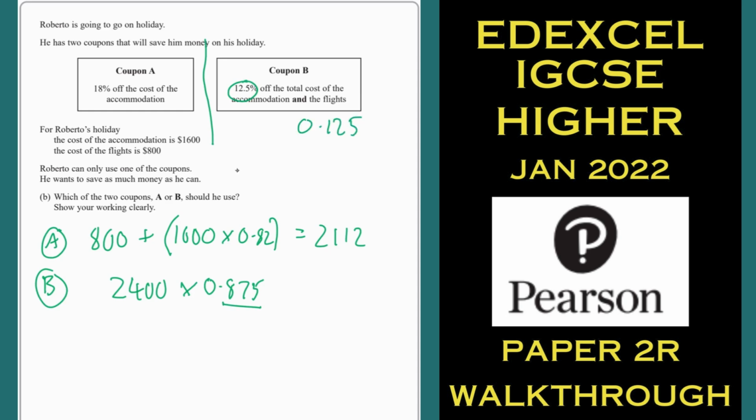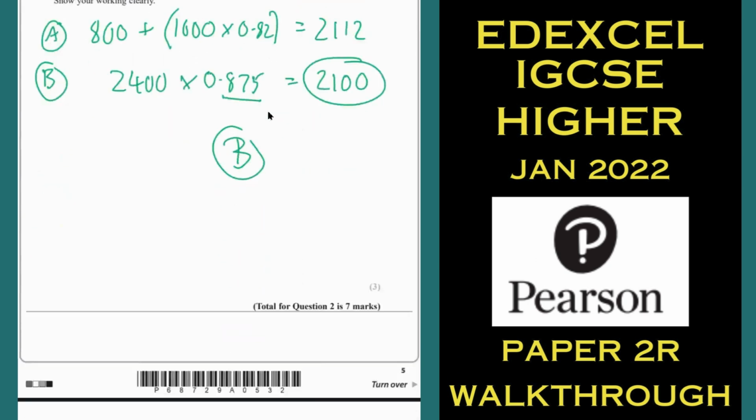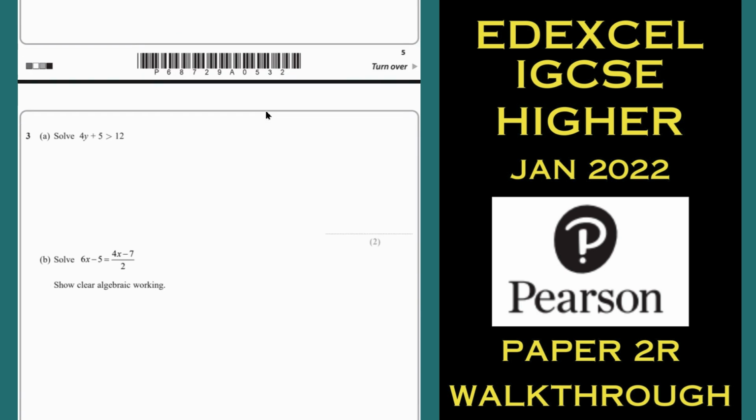And if you're not great on doing your multipliers, I'd always say, think of that as 12.5 pence. So it looks like that. And subtract it from £1, and that's how you get your multiplier. But it turns out to be £2,100. There we go. Which of the two coupons should he use? It's definitely option B. We saved $12.